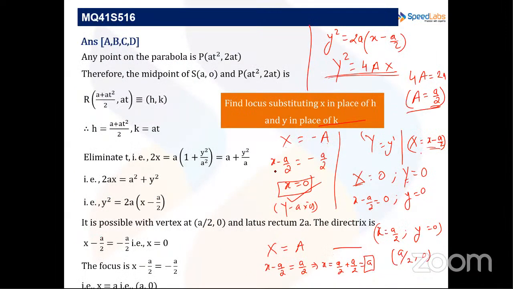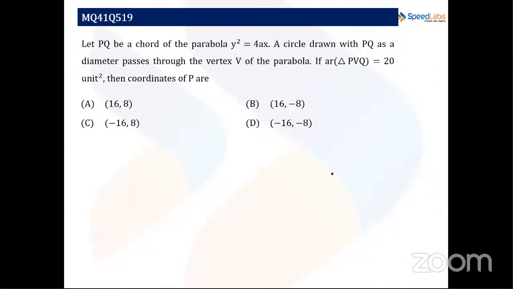Moving to the next question. Let PQ be the chord of the parabola y square equals to 4ax. A circle drawn with PQ as a diameter passes through the vertex V of the parabola. If the area of triangle PVQ equals 20 unit square, then the coordinates of point P are.